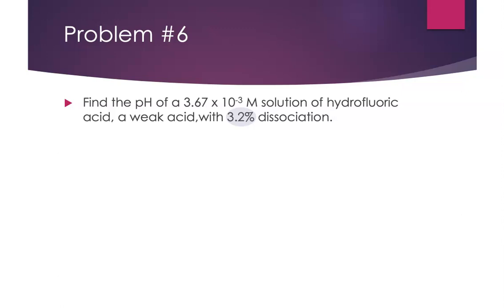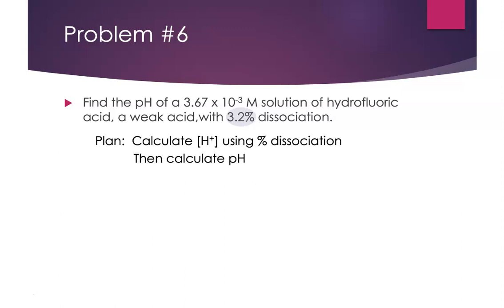What I'm saying here is that only a very tiny number of the HF molecules actually produce hydrogen ions in solution. So what we need to do is calculate the H plus concentration that's actually being released by the acids. Most of the molecules are staying as HF molecules and not making H plus ions at all. All right, because that's what weak acids do. So I can calculate the H plus concentration using that 3.2% dissociation. And once I have that, I can use the pH definition to calculate the pH. So let's go ahead and do that.